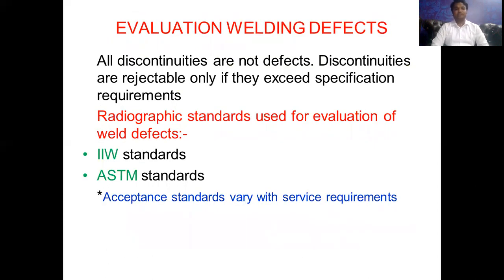Evaluation of welding defects. All discontinuities are not weld defects. Discontinuities are rejectable only if they exceed specification requirements. Radiographic standards used for evaluation of weld defects: we have two standards, the IIW, the International Institute of Welding standards, and the ASTM standards, the American Society for Testing and Materials standards. Acceptance standards vary with service requirements.